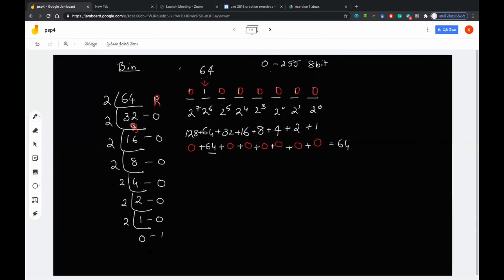Now how you consider is, this is considered as 2 power 0, 2 power 1, 2 power 2, 2 power 3, 2 power 4, 2 power 5. This is 2 power 6, and the last quotient that you will have to do is 2 power 7.